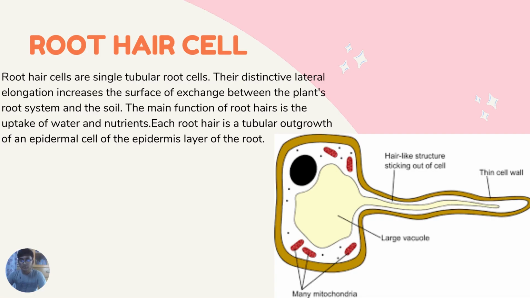So in the last video, we talked about many interesting things, including the structure of a dicotyledonous root and stem. And in this video, we're going to talk about the root hair cell. Root hair cells are single tubular root cells. Their distinctive lateral elongation increases the surface of exchange between the plant's root system and the soil. The main function of the root hairs is the uptake of water and nutrients. Each root hair is basically a tubular outgrowth of an epidermal cell of the epidermis layer of the root.